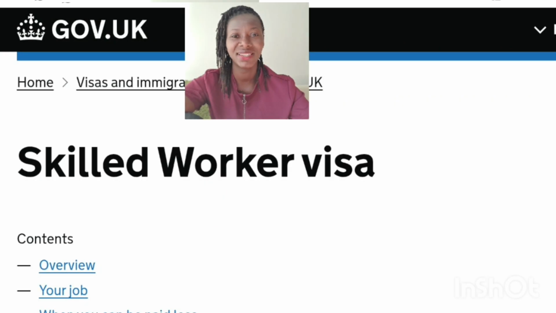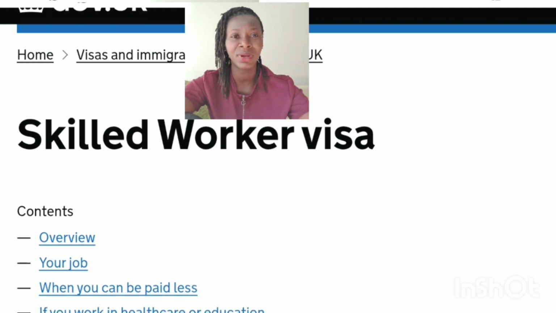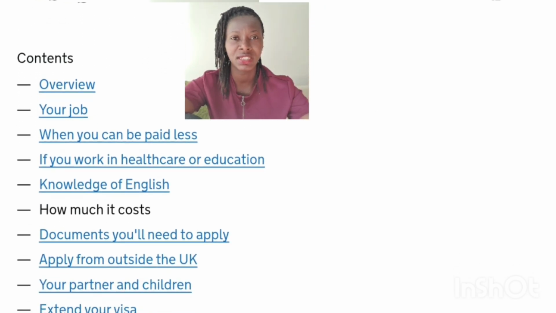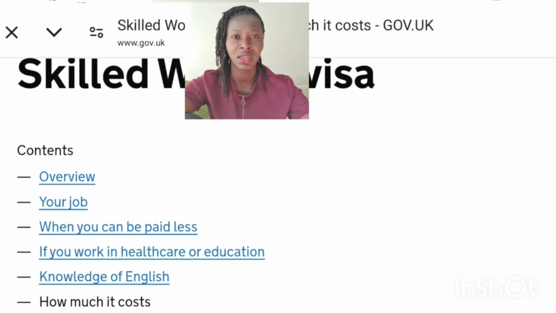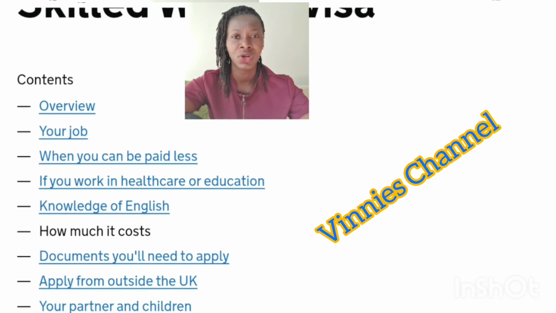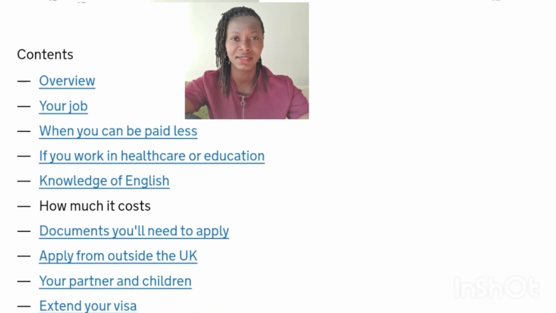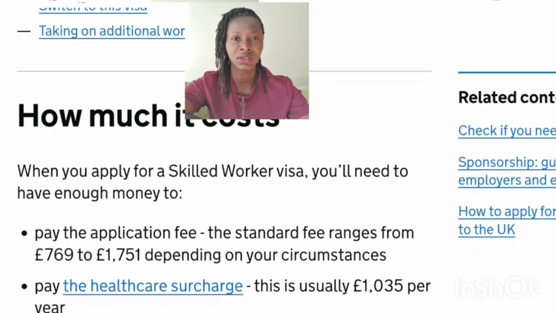So guys, I'm quickly going to take you to the gov.uk website where you could have access to all this information. Now, remember that when you are applying for your visa, since you are a teacher, you are going to be applying for a skilled worker visa. And on the skilled worker visa page, every piece of information that you will need is on it. Checking the content for the skilled worker visa on the gov.uk website, I'm going to go straight to the costs involved, how much it costs to apply for a skilled worker visa.